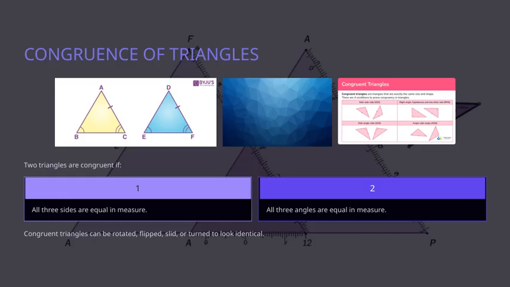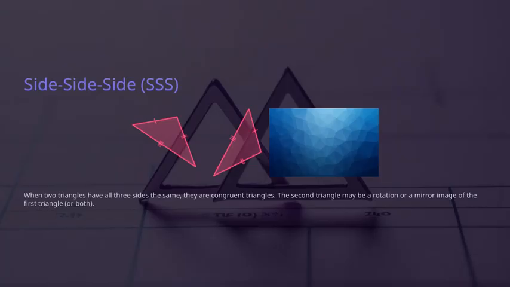Additionally, for two triangles to be congruent, all three angles must also be equal in measure. When both the sides and angles match perfectly, the triangles are truly congruent. Understanding these key points helps us see how triangles can be compared and classified, which is fundamental in many geometric proofs and real-world applications.